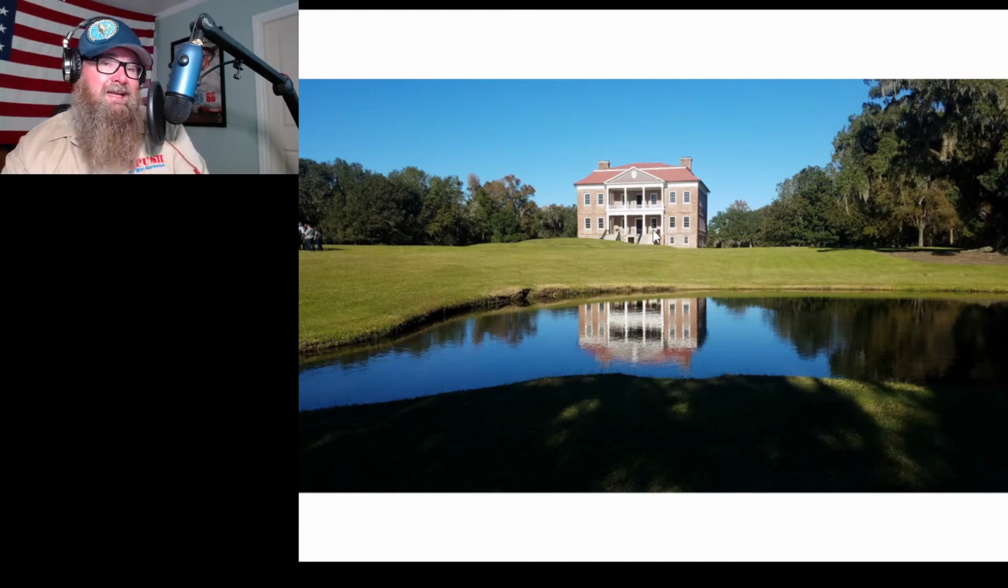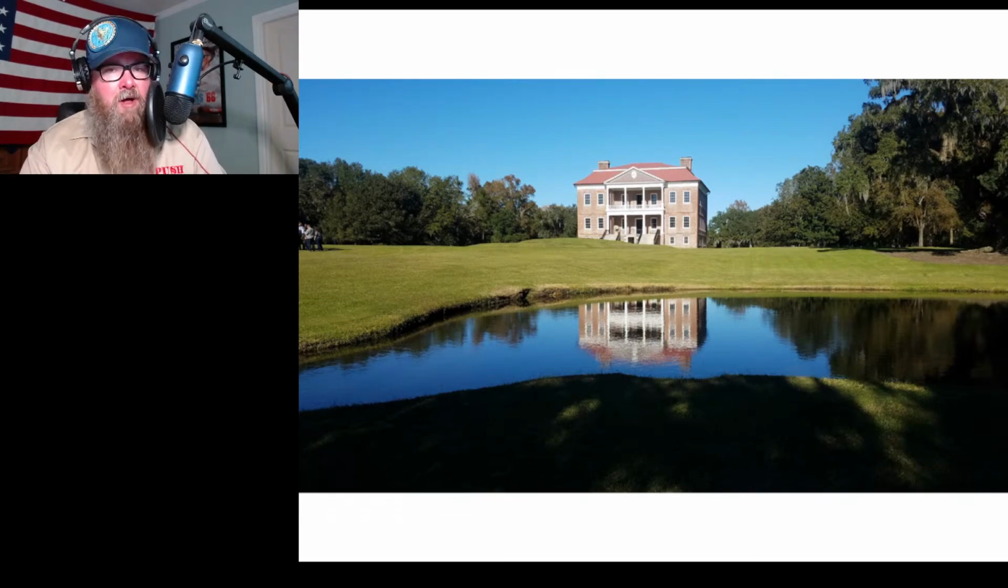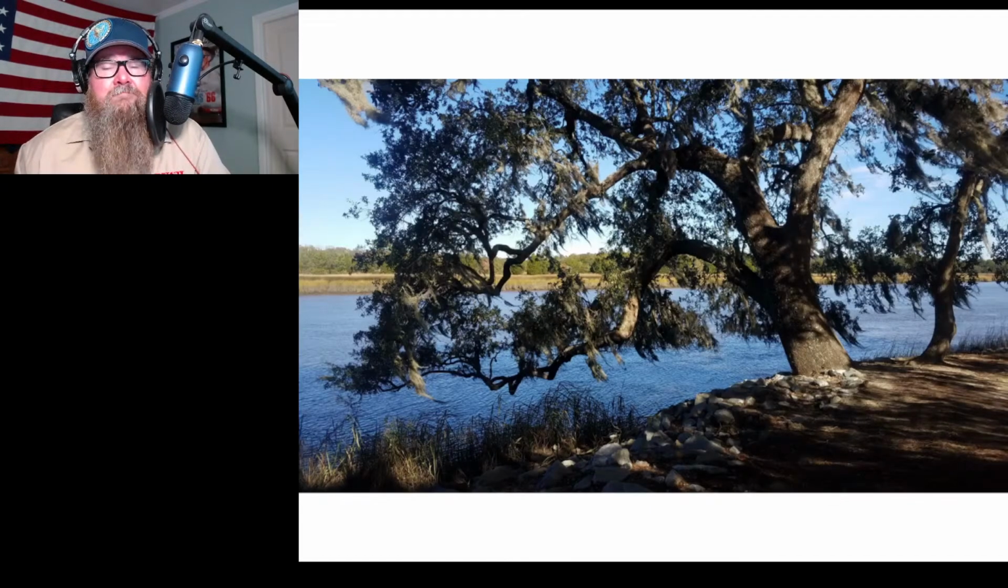And the reason why it didn't get destroyed in the Civil War was because they used it for a smallpox outbreak. So when the Northerners came up, they didn't raid the house and burn it to the ground, because most of these plantation houses in and around South Carolina, in and around Charleston, were burned to the ground. This is one of the ones that stayed there.